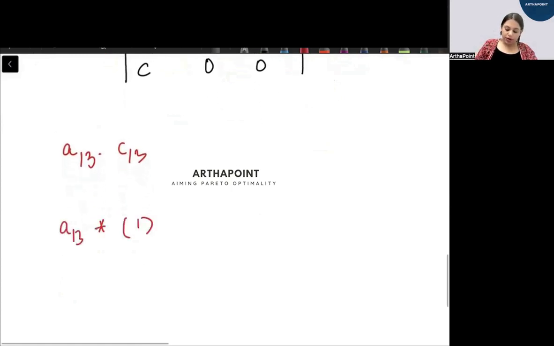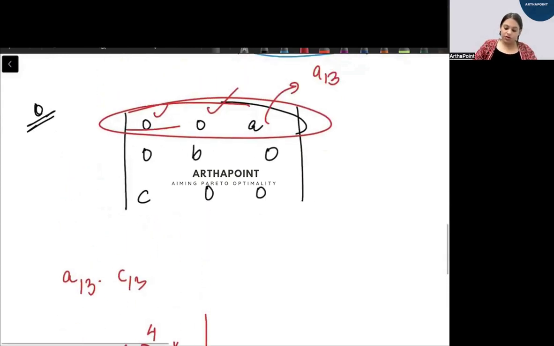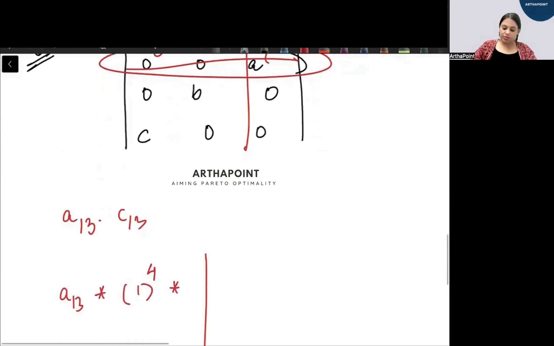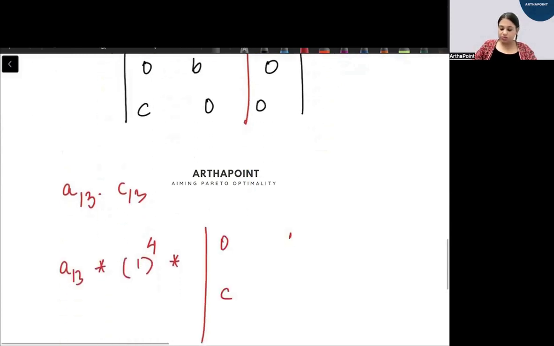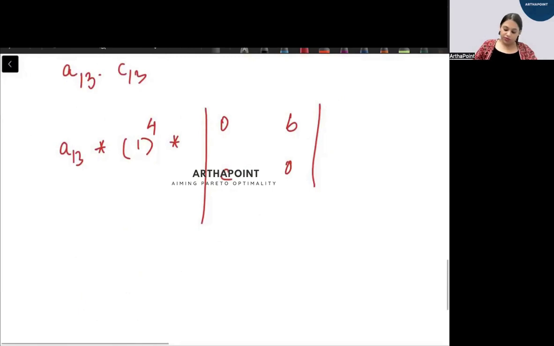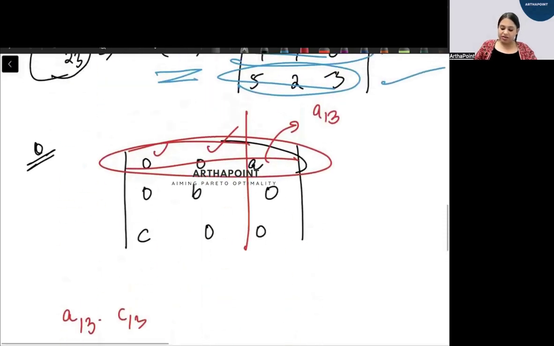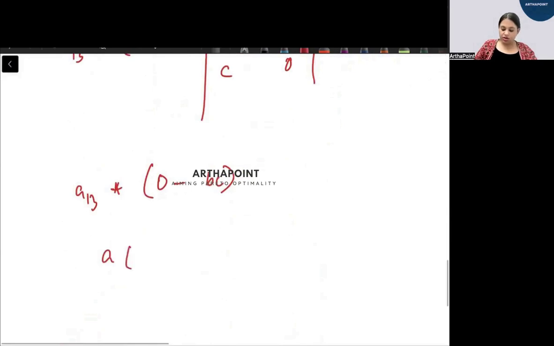into 1 to the power 4 जो even होगा, into, so first row and third column कौन, determinant of 0 C, B 0, तो it will be A13 into 0 - BC, और A13 is nothing but A, so A into -BC, so -ABC.